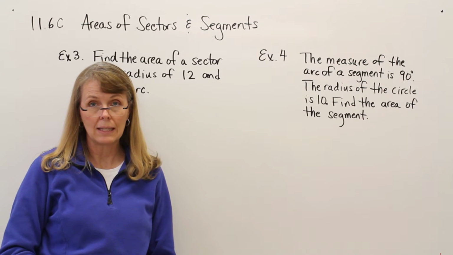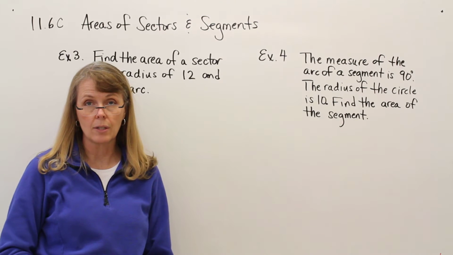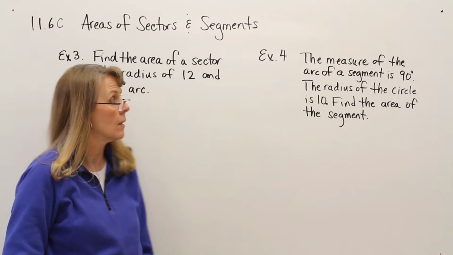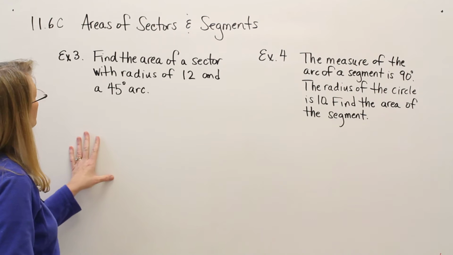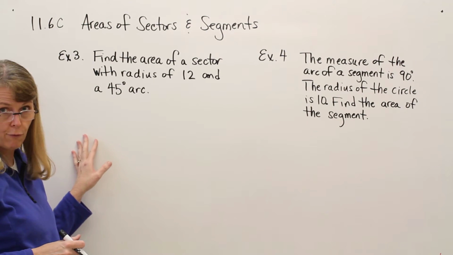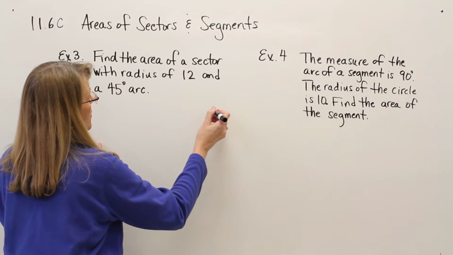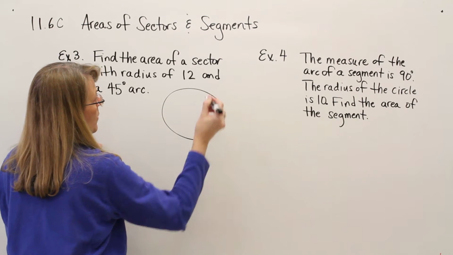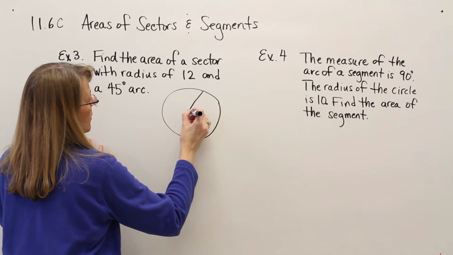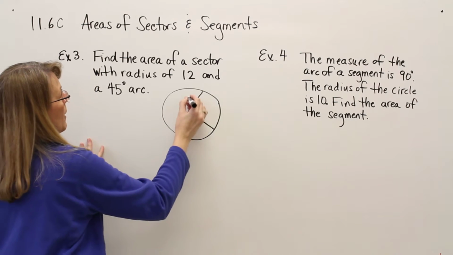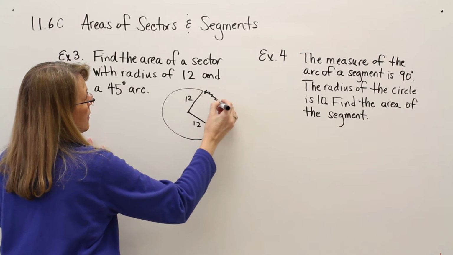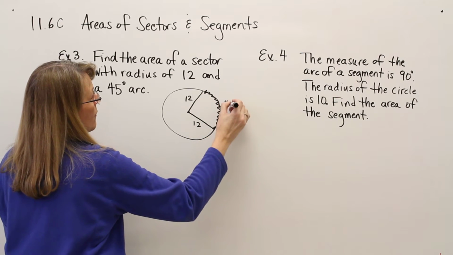Welcome to video 11.6c. We're going to look at some examples for finding the area of a sector and the area of a segment. Okay, so our first example, example 3 here, says find the area of a sector with a radius of 12 and a 45-degree arc. So let's draw a little picture here so we can visualize it. I need a sector, so it looks like a piece of pie. I know my radius is 12, and this arc here is 45 degrees.